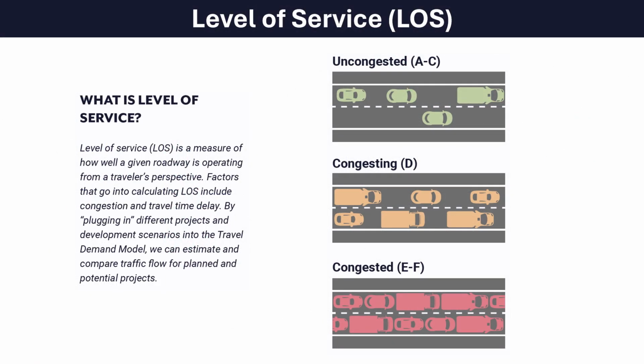Before we look at model results, we need to introduce level of service, or LOS. LOS is a measure of congestion or capacity. Capacity is calculated by comparing the number of vehicles on the roadway to how many it was designed to carry. Level of service D is what engineers design our roadways to function at.